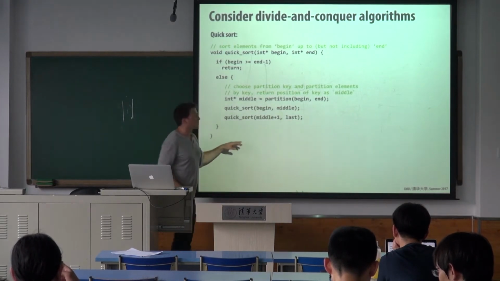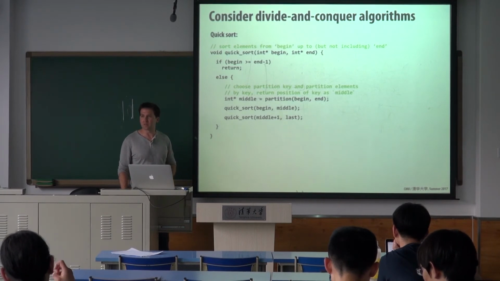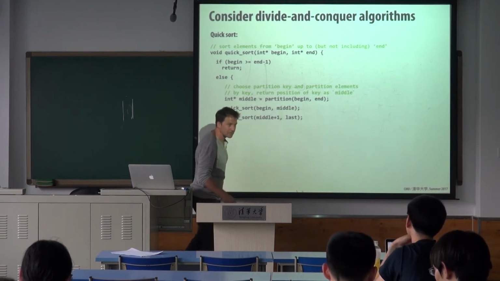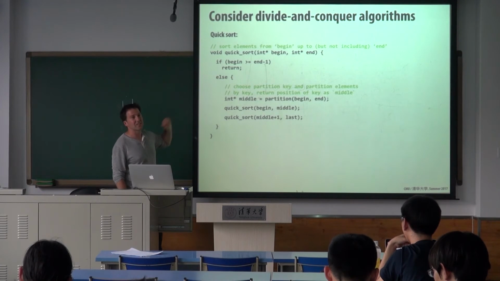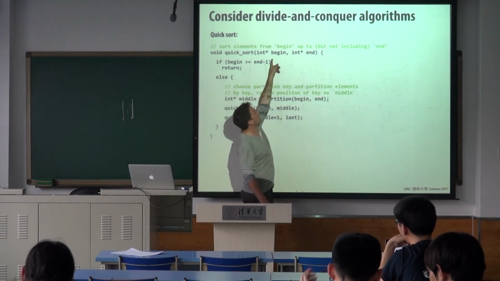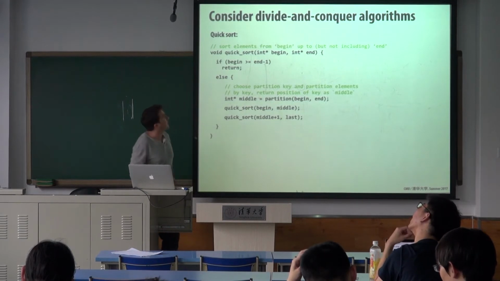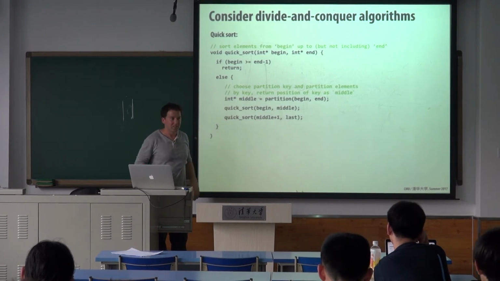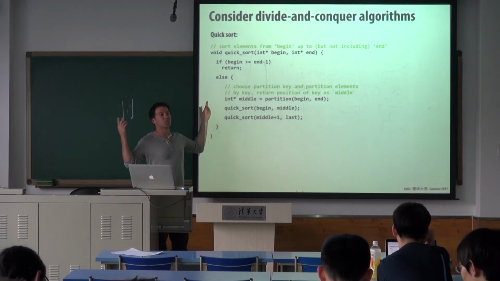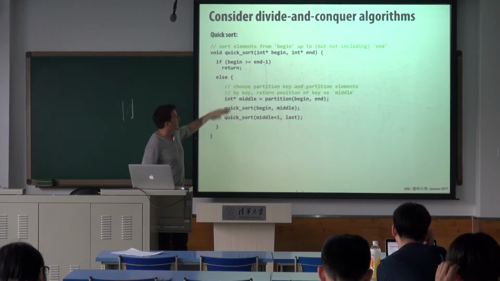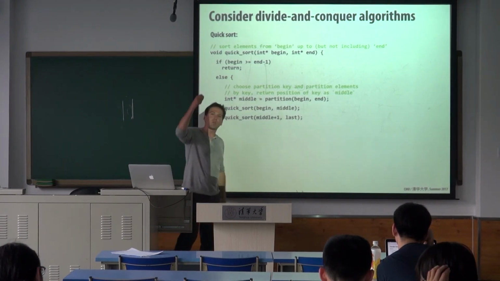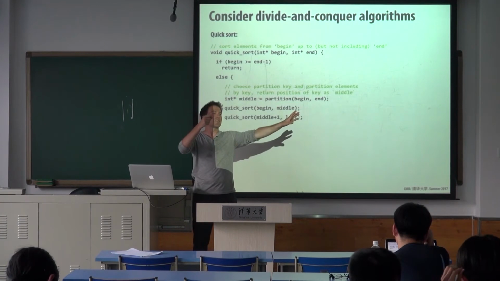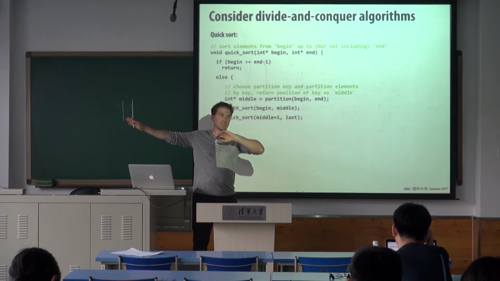What I have on the board is quicksort. Has everybody seen quicksort at some point in your algorithms class? Okay, good, so I'm not going to explain it too much. I'm just sorting a list of numbers between begin and end. If the list is size 0, I don't do anything, and if the list is size 1, it's already sorted. If the list is greater than that, I'm going to pick one number in the list and divide the list into numbers less than that number and numbers greater than that number.